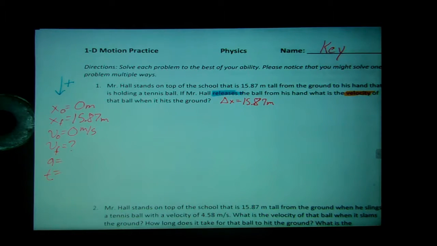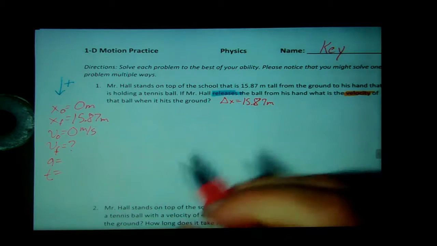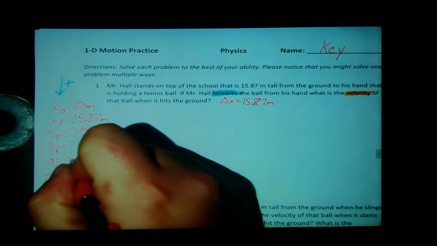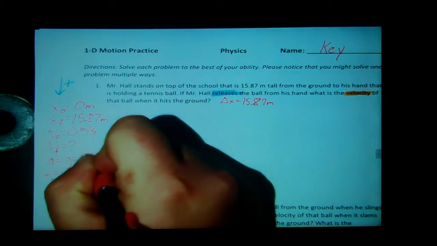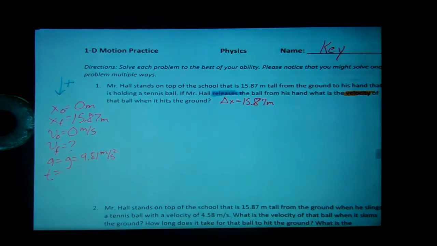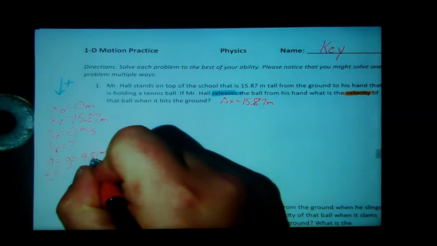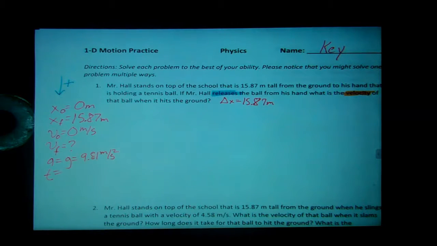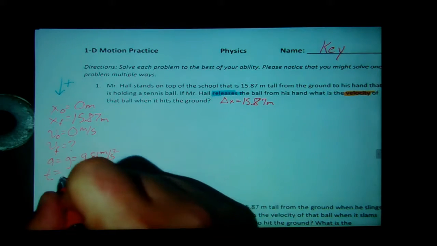My acceleration, in this case, is going to be gravity, which is 9.81 meters per second squared, which is a beautiful thing for me. Now, from here, do I have time? No.